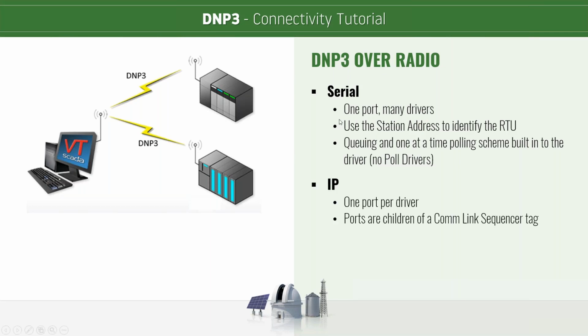Now, there are newer radio systems that are IP-based, and they can't work the same way because you can't connect a whole bunch of drivers to one UDP port, for example, because then they'd all have the same IP address, and that's not how they work. And so what we use there is the comlink sequencer tag.